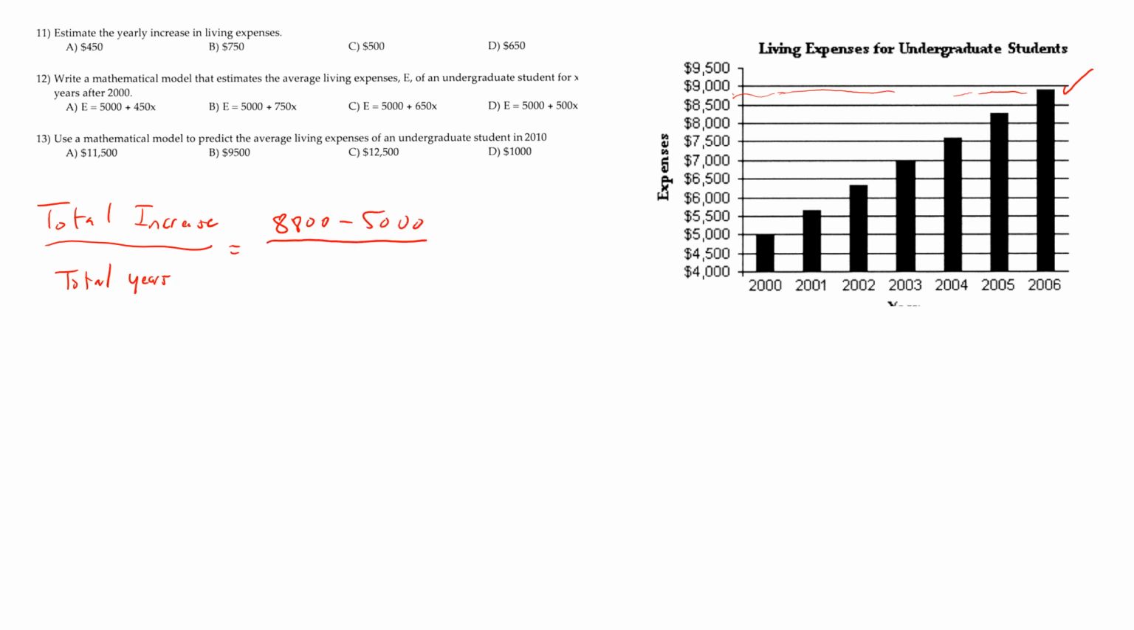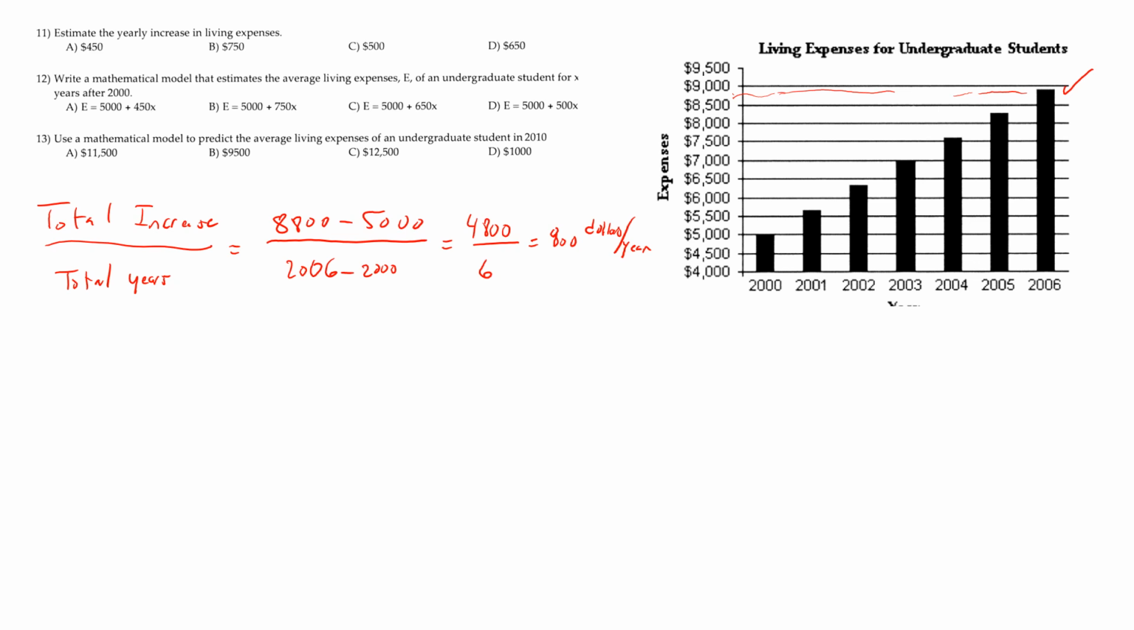So the difference, 8,800 minus 5,000, is the total change in expenses over the time frame. And the total number of years is 6 years, that's 2006 minus 2000. So over a span of 6 years, the total change was 4,800. And so that comes out to 800. So $800 per year is the estimated average increase per year.